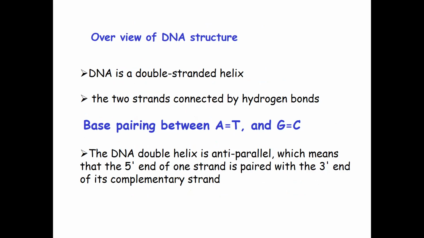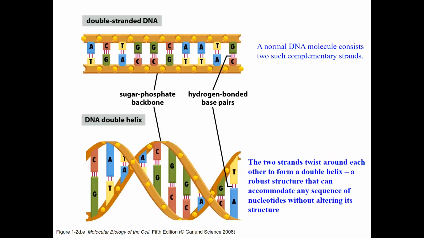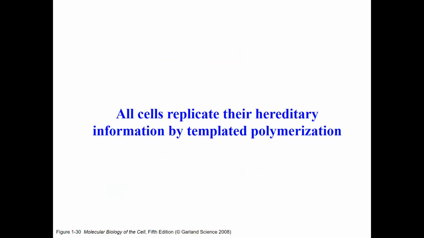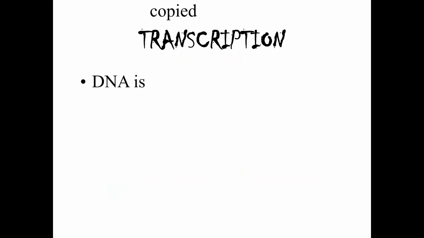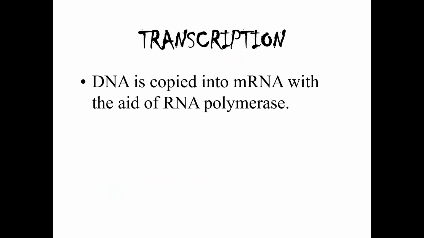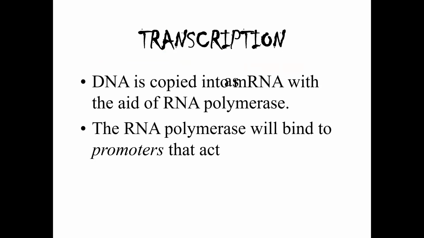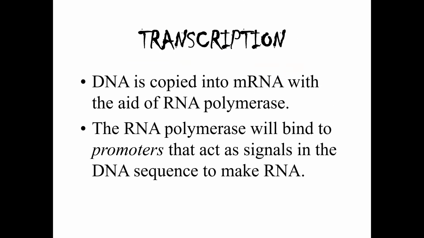Overview of DNA structure, I already told you, so I am not repeating. All cells replicate their hereditary information by templated polymerization, as I told you. Already I mentioned transcription. DNA is copied into mRNA with the aid of RNA polymerase. If I ask you which enzyme is involved in transcription of DNA into mRNA, it is RNA polymerase. The RNA polymerase will bind to the promoters that act as signals in the DNA sequence to make RNA.